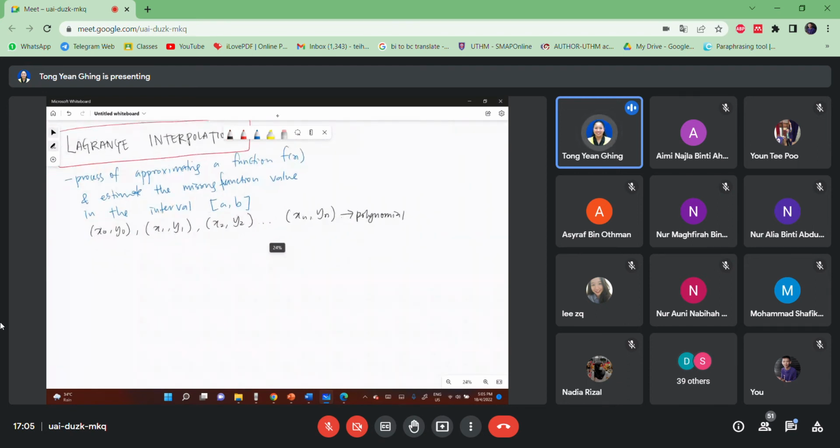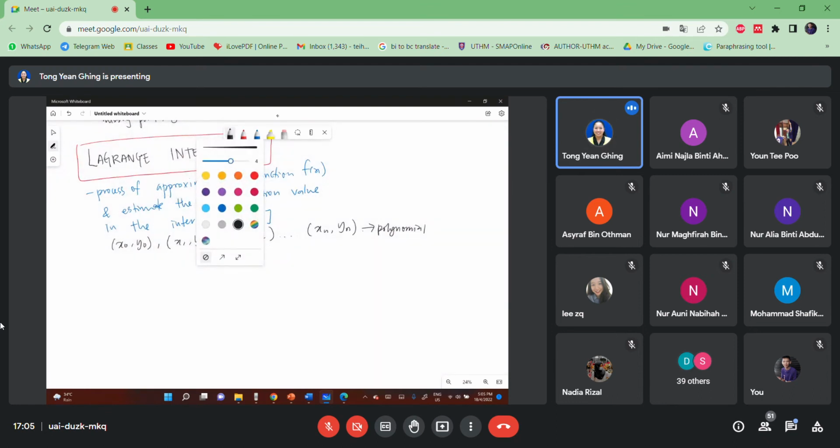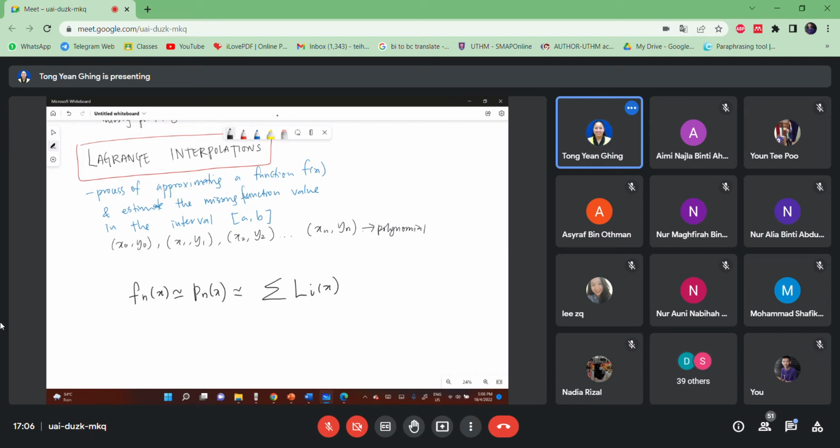Okay, so now the formula. This Lagrange interpolation will come out with a new function. So the function of this Lagrange interpolation will be like this. Let me enlarge it a bit. Fn(x), a function or polynomial. This one is an approximation. This is the summation of Li(x), from i equal to 0 until n, times f(xi).